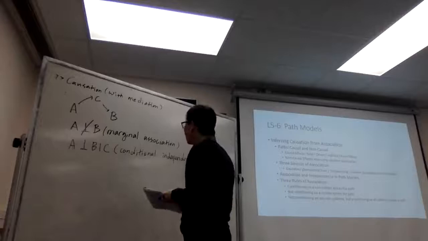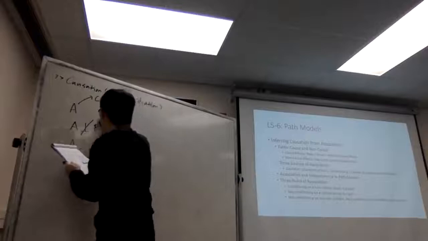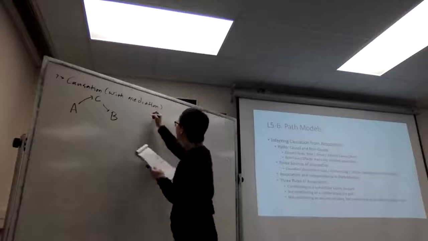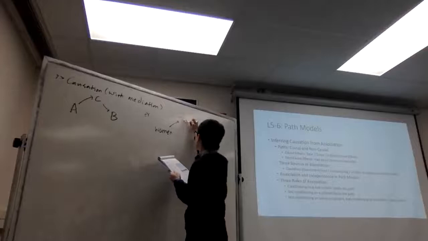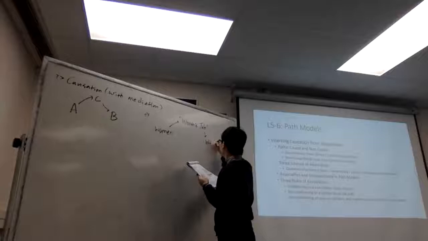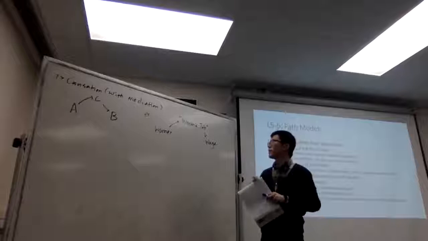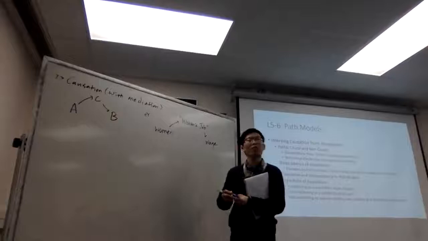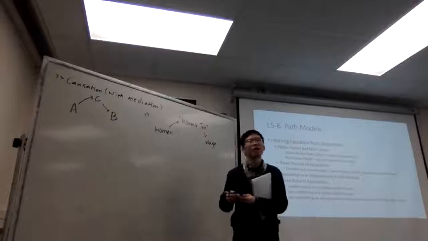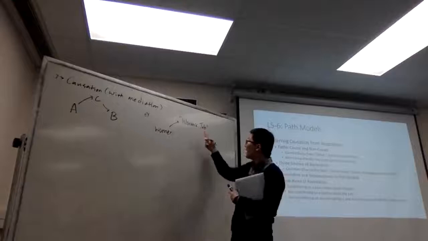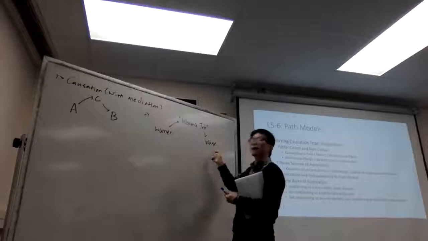So I'll give you examples. We'll talk about examples. So let's say we have this gender, occupation, and wages model. What do we mean by that? It means that women are more likely to be in quote unquote women's jobs, the jobs that are predominantly occupied by women. And then being in this job per se affects someone's wages.